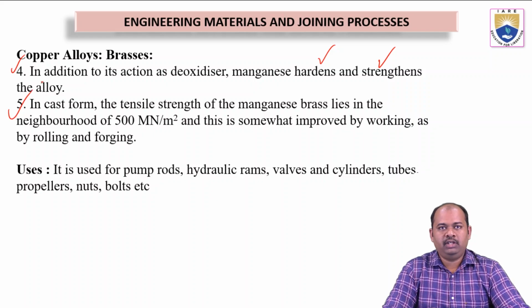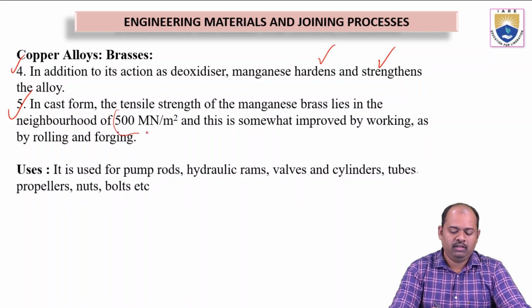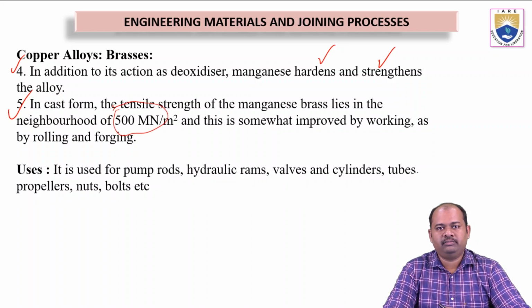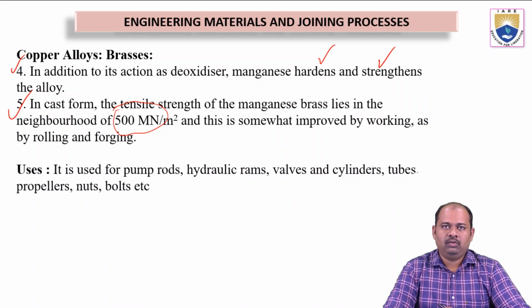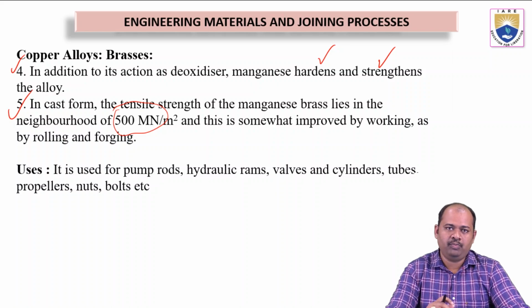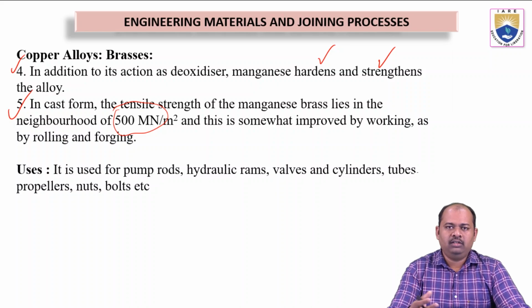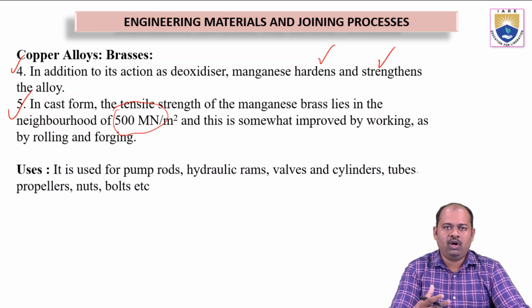So the next property is, in cast form, the tensile strength of manganese brass lies in the neighborhood of 500 mega newtons per square meter. This is a very good value. 500 mega newtons per square meter is a very good tensile loading capacity for a ductile metal like copper. Even mild steel is also a ductile metal, but when compared to copper, iron is very strong, even in its ductile form, or mild steel is stronger than copper. So that is why when we want to use copper in the place of iron, it has some applications.